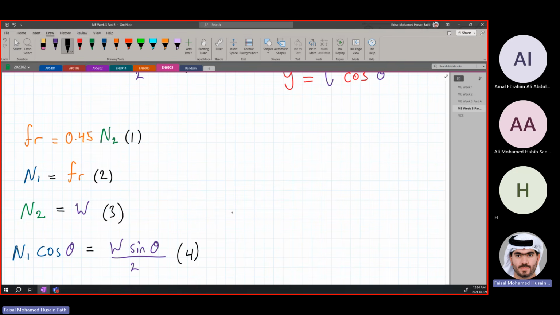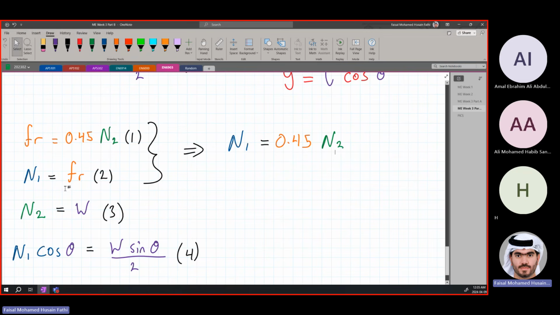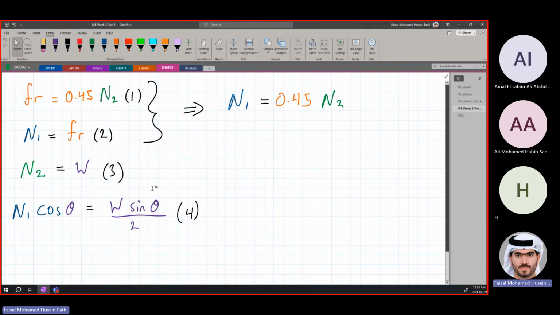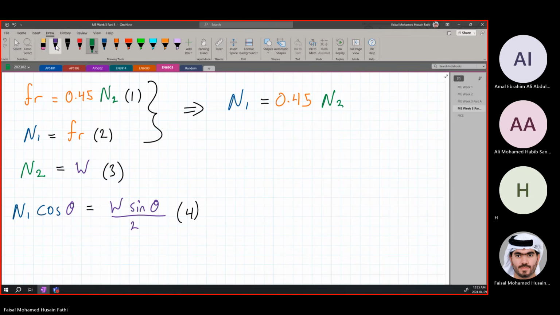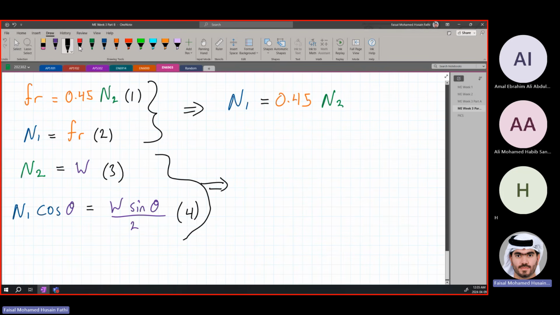Okay? So the easiest way to cancel this out is first, we know that there's a relation between FR and N1. So we can simply get rid of FR and put N1 in its place. So from these two equations, we can say that N1 is equal to 0.45 times N2, which is in green. Why? Because N1 is equal to FR. The same thing here. We have W and N2, and we have W here. So we want to get rid of W again. So what can we do? We can look at these two equations now, and we will substitute N2 instead of W.